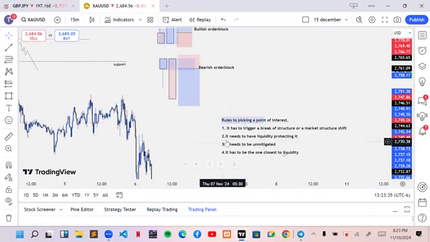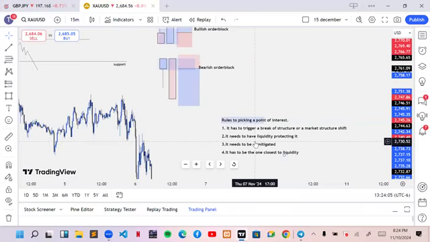The second rule is that it needs to have liquidity protecting it. By that, I mean it needs to have an inducement. What I say my inducement is, is the first pullback that the market makes after a structure break or a shift in market structure. So the point of interest, the order block or the breaker block, needs to have triggered a shift in market structure or a break of structure. The second rule is it needs to have liquidity, that is, inducement.